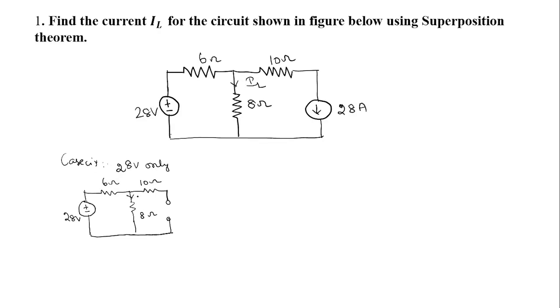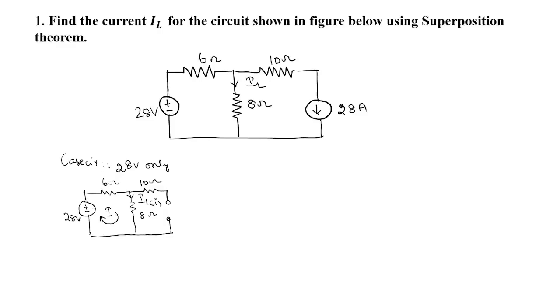The current direction is given in the downward direction, so we will assume it as such only. Here this loop is open, so no current will flow. The current will flow only in this loop. Now we'll assume a current flowing in this loop in the clockwise direction. It is always advisable to assume the current in the clockwise direction.